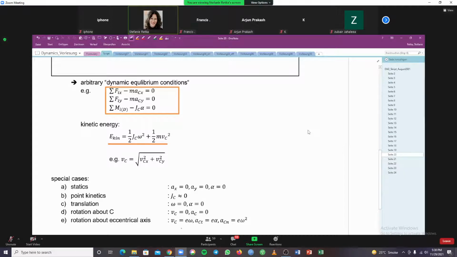And last option, we might have a rotation about the eccentrical axis, what we discussed on the previous page. Then we have to consider tangential and normal components of the acceleration, depending on the eccentricity E, the distance from our center of gravity to the axis of rotation.